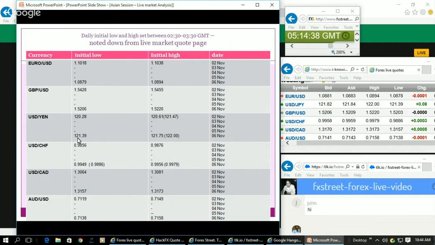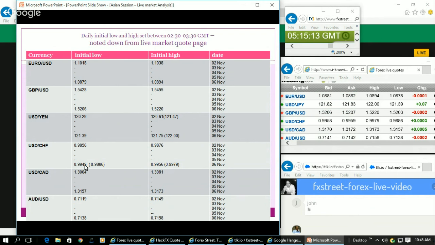And in the case of yen, 121.39 is the low and that is not breached. Actually 121.75 is the initial high, but in the quote page you come across 122, that is yesterday's high. So they have already gone above 121.75. Now it is trading around 121.8283. So they have made the breach of the high and gone above, and later on they will gain the levels in the case of euro and GBP.